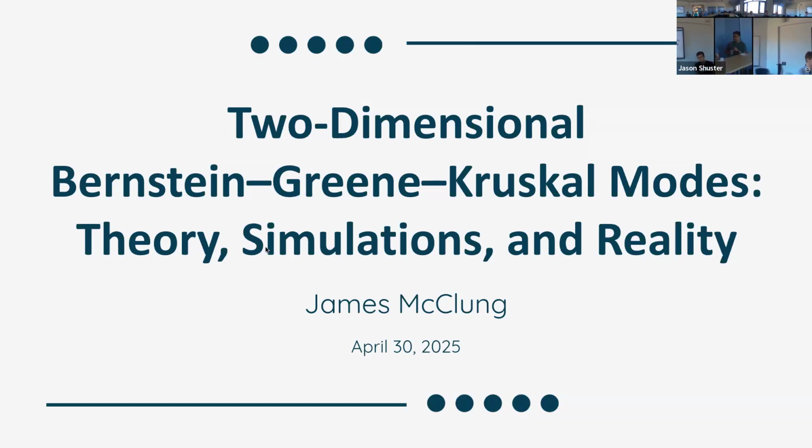So yes, I'll be talking about two-dimensional BGK modes, as I was introduced. There are many names for these things, and I think the most common one is actually electron hole or ion hole or density hole. And there are about half a dozen other acronyms, and I don't know them all because the phenomenology of space physics is just so rich. These manifest in many different ways, basically, but I'll be focusing on this one in particular.